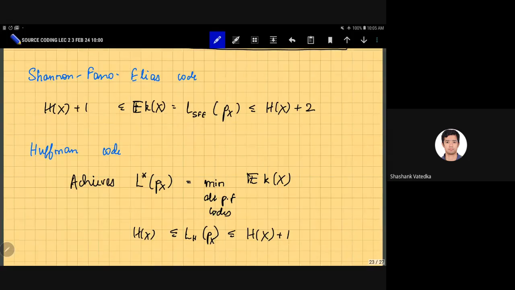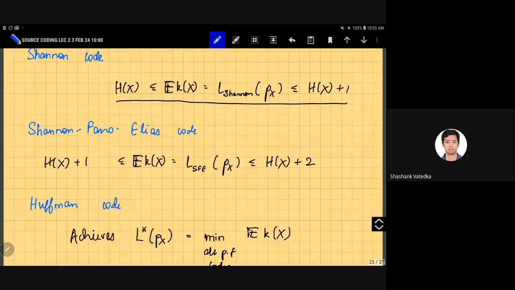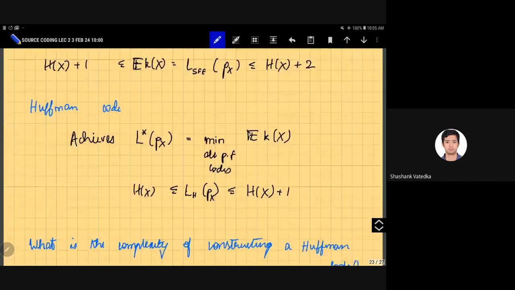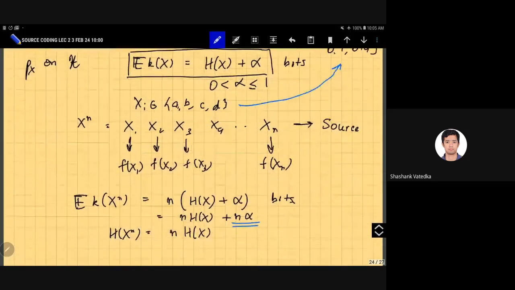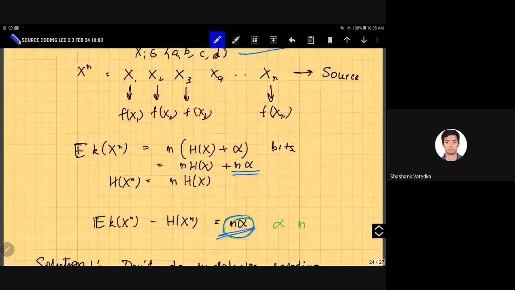The Huffman code, which also achieves expected length between H(X) and H(X) plus 1 bits. But the Huffman code is known to be optimal in the sense that it achieves the minimum expected length over all possible prefix-free codes. Then we saw that if we did symbol-wise encoding using either Shannon or Huffman or Shannon-Fano-Elias codes, then the expected length would grow as n times H(X) plus n times a constant, right? So the difference between the expected length and the entropy would grow linearly in n, and that is something that we desperately wanted to avoid.